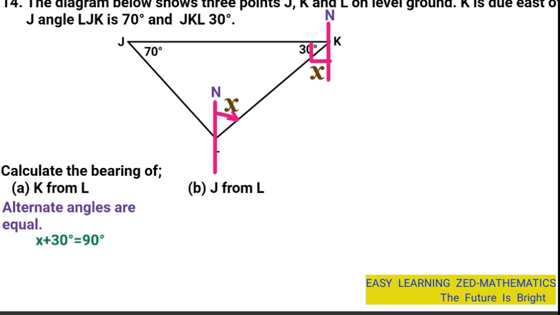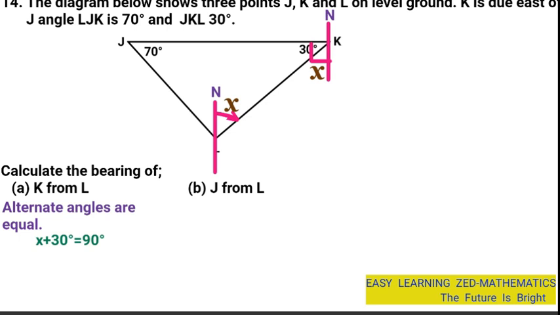As you can see down here, I've written alternate angles are equal. Now I'm going to find the X which is adjacent to 30 degrees. Both of these angles add up to 90 degrees. They are complementary angles, so I'm going to find the complement of 30 degrees, denoted by X. So I'm going to say X plus 30 degrees is equal to 90 degrees. Then I'm going to put like terms together.